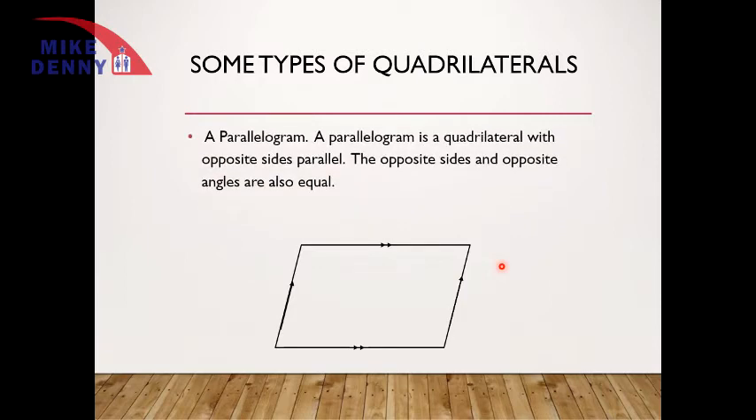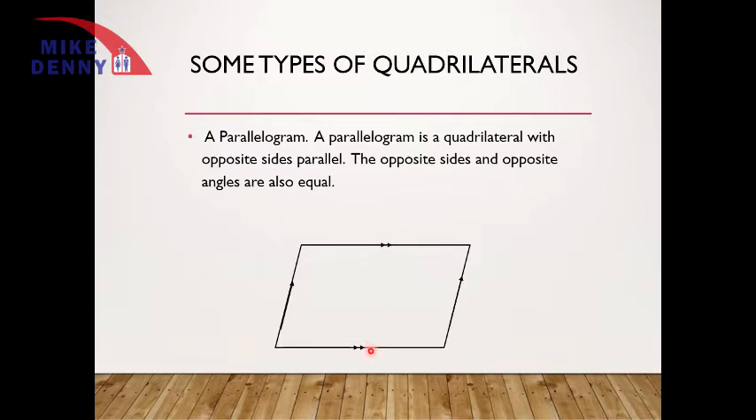So the first type is what is called a parallelogram. And a parallelogram is a quadrilateral with opposite sides equal. These are opposite sides of a quadrilateral. These are the opposite sides. So if these opposite sides are equal, then that quadrilateral is called a parallelogram.